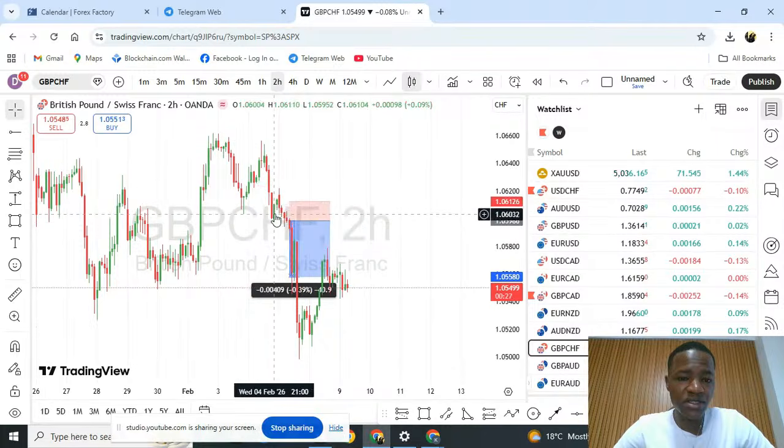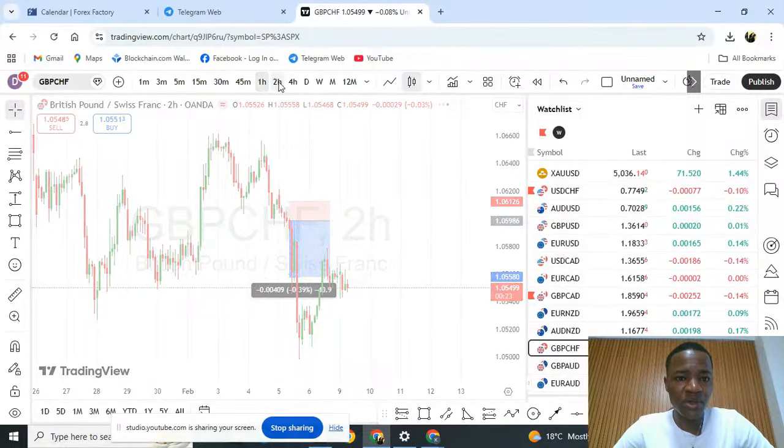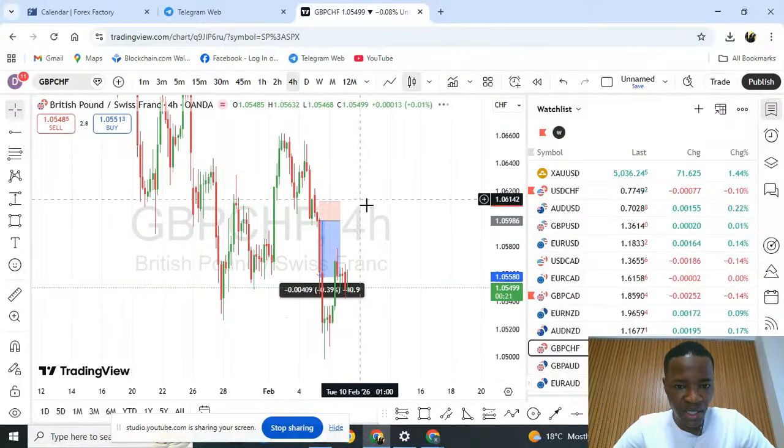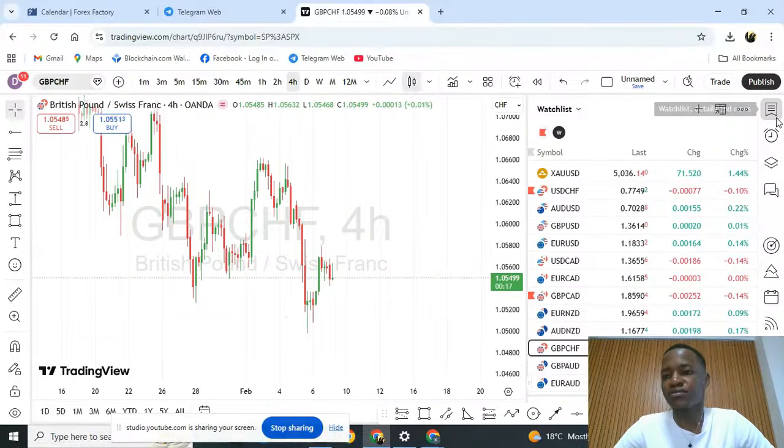Since last week, you were selling this because of this swing change of character and this order block. I think it's high time now we wait for this market to come back again to this particular level, so as we can be able to say it's a very nice setup.